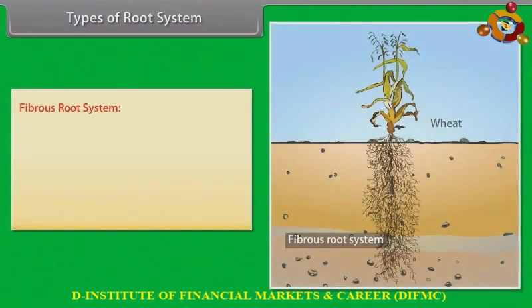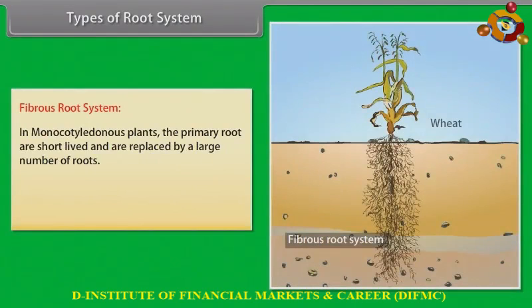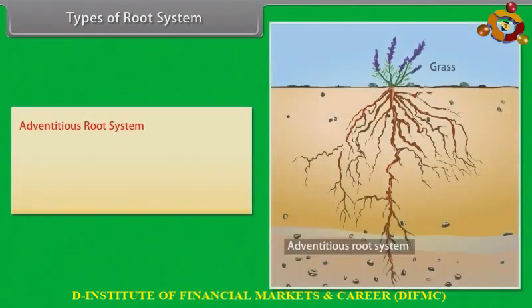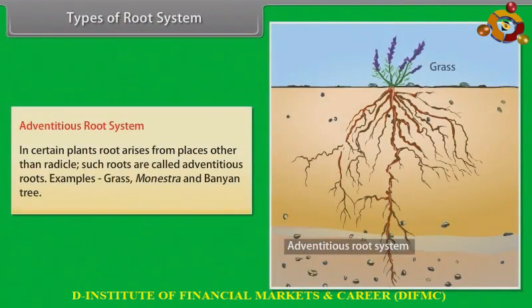Fibrous root system. In monocotyledonous plants, the primary root is short-lived and is replaced by a large number of roots. These roots develop from the base of the stem and constitute the fibrous root. Example, wheat. Adventitious root system. In certain plants, roots arise from places other than radicle. Such roots are called adventitious roots. Examples, grass, monstera, and banyan tree.